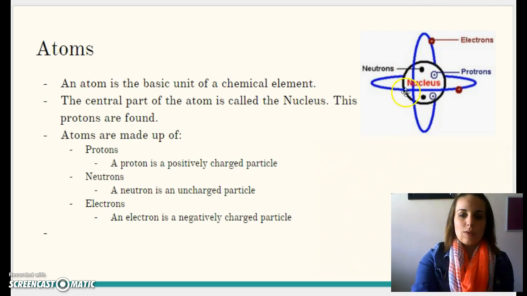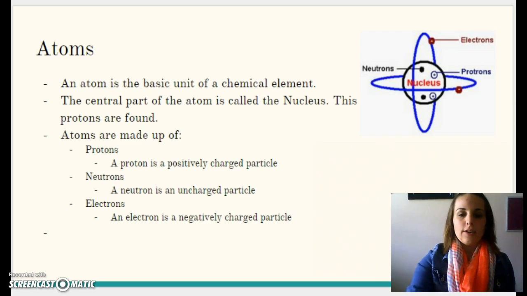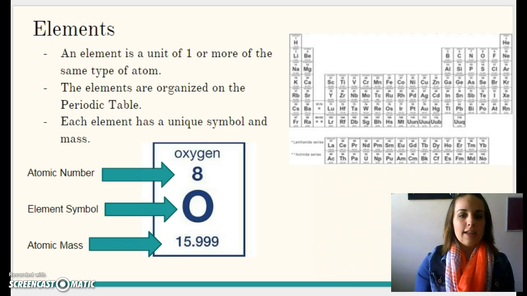Outside of the nucleus, we have our third particle, an electron. And an electron has a negative charge. So together these make up an atom. Now there's many different types of atoms, depending on the number of protons that are found in there. Some atoms have 1, some have 5, some have 6. And when a bunch of the same type of atom get together, we end up with something called an element.